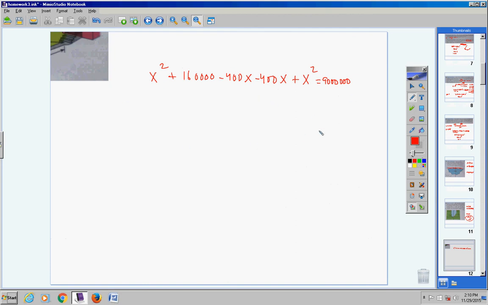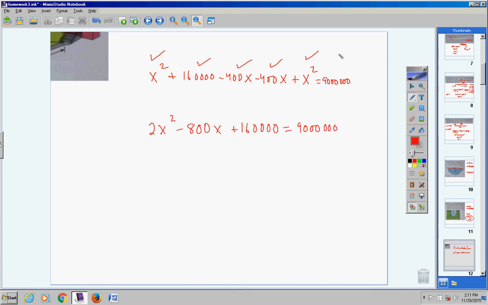So let's just simplify everything and see what happens. x squared plus x squared is 2x squared. Next we'll put our b term. Cross off these or put a check mark above them. Negative 400, so negative 800x. Then bring down your 160,000, and then bring down your 90,000.